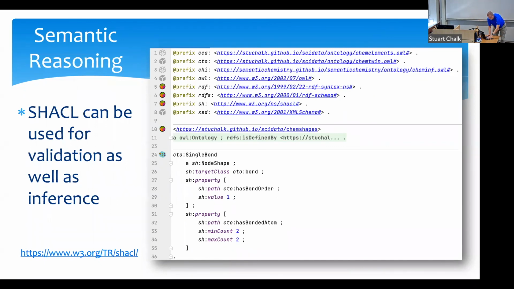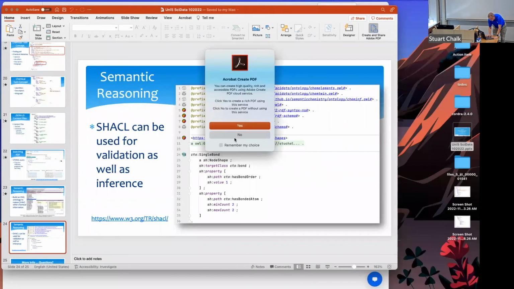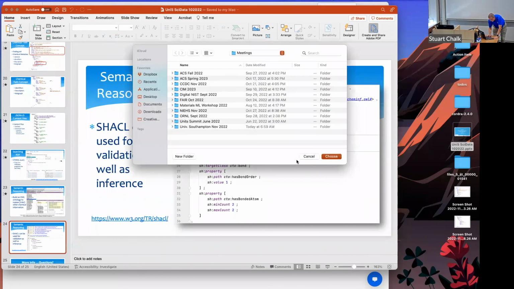So just to give you a quick example of how that would nominally look, if I get out of here a second, hopefully. No, I don't want to create Acrobat PDF. Thank you. Cancel.